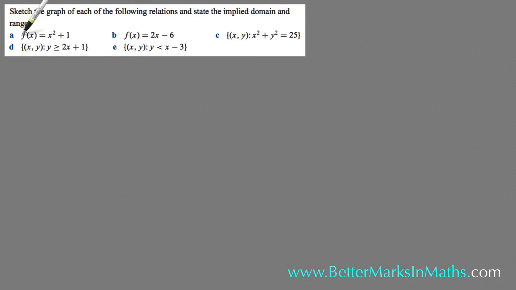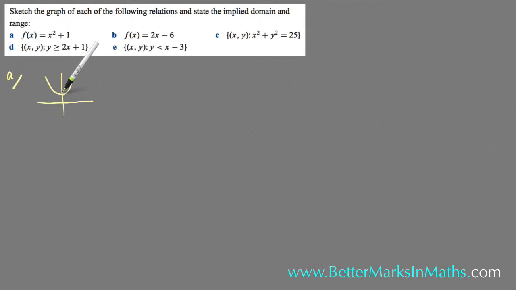So the first one, a, f of x is equal to x squared plus 1. This is a quadratic function, a basic quadratic y equals x squared, which has its turning point at 0, 0, and it's upright because it's positive x squared. When you plus 1, that just adds 1 to the y values, which in other words moves that graph up 1. So you end up with something like that.